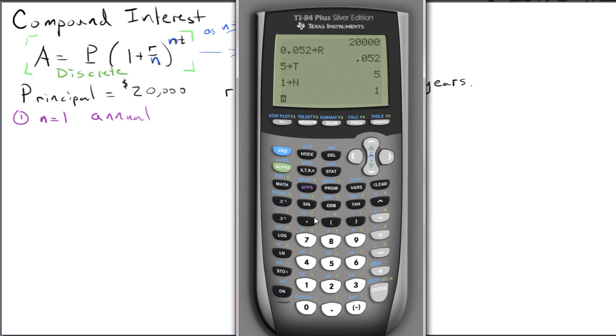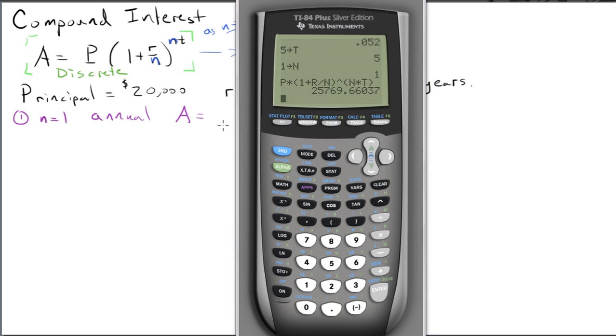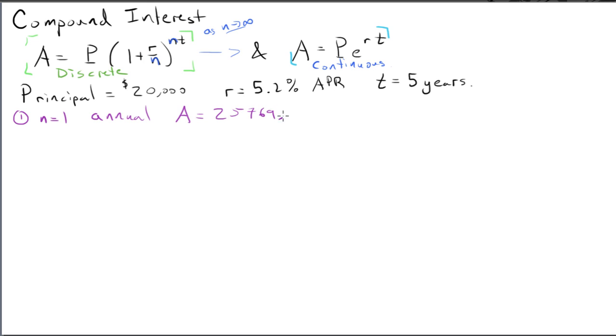So that's alpha p, times 1 plus my rate, alpha r, divided by the number of compounding periods, n. I'm going to raise this to the alpha n times alpha t, and I'm going to hit enter. And I'll get $25,769.66. The amount to be repaid is $25,769.66.